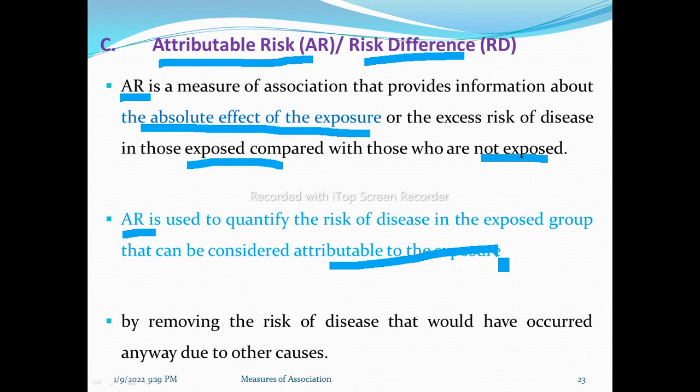So risk difference quantifies the risk of disease in the exposed group that is considered attributable to that exposure, by removing the risk of disease that would have occurred anyway due to other causes. That means it estimates the risk of disease in the exposed group due to that exposure. If it is smoking, due to smoking, but it will not consider risk factors or exposures other than smoking. So this is an important estimate.